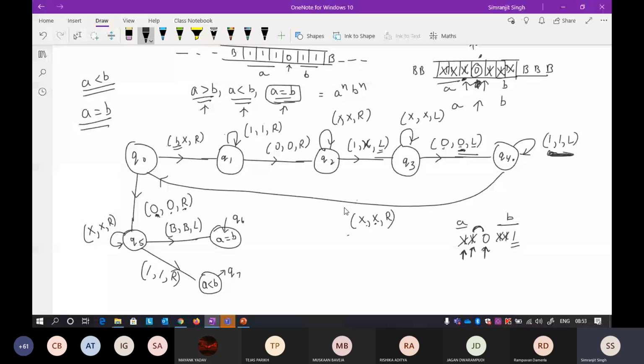Okay, so now only one case is remaining, where the number of A's is greater than the number of B's. Okay, so now in this one, again take another example, you can take like 3 ones and then a 0 and then a 1. Okay, so you have to analyze at what point the number of A's will become greater than the number of B's. Okay, so you have to check again.